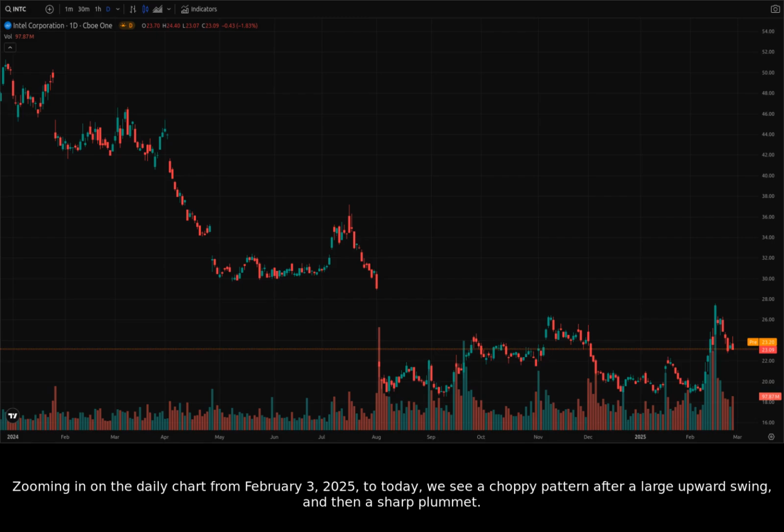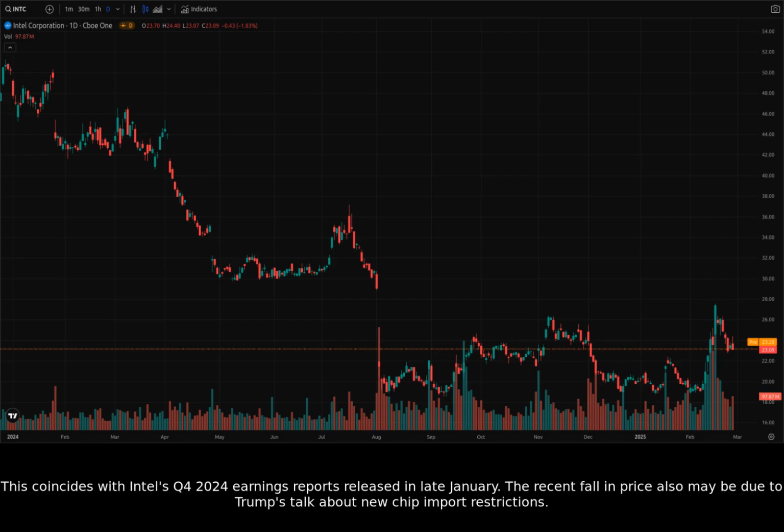Zooming in on the daily chart from February 3rd, 2025 to today, we see a choppy pattern after a large upward swing and then a sharp plummet. This coincides with Intel's Q4 2024 earnings reports released in late January. The recent fall in price also may be due to Trump's talk about new chip import restrictions.